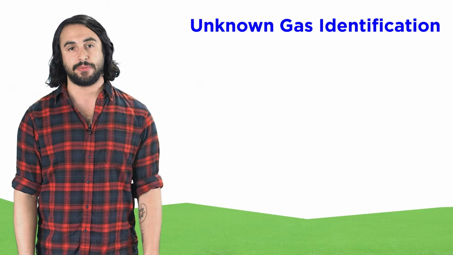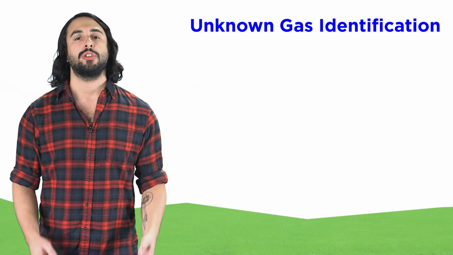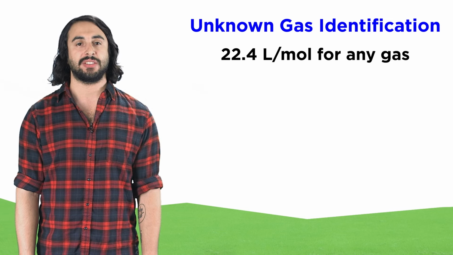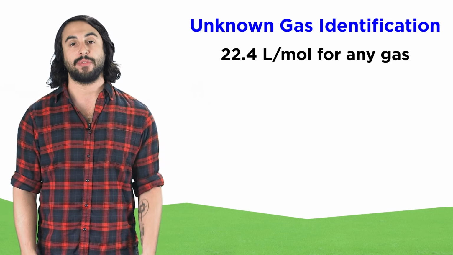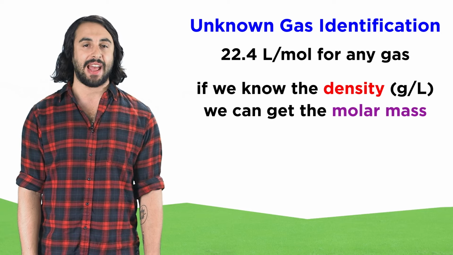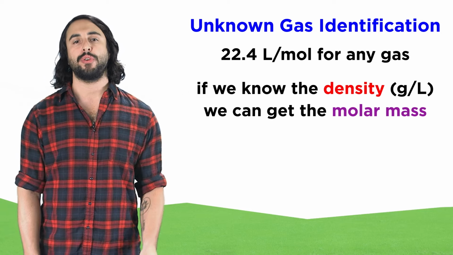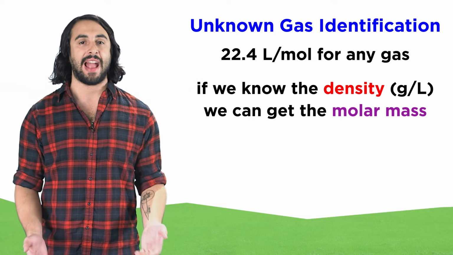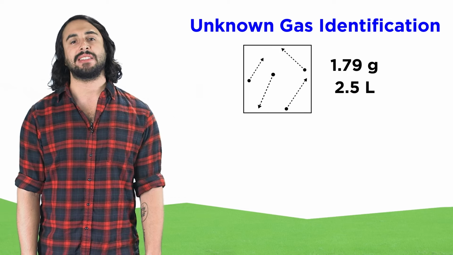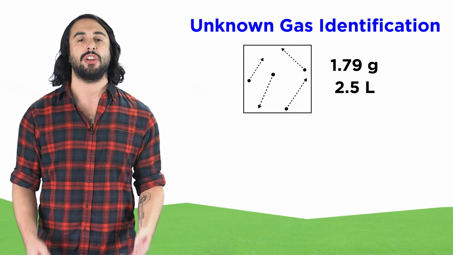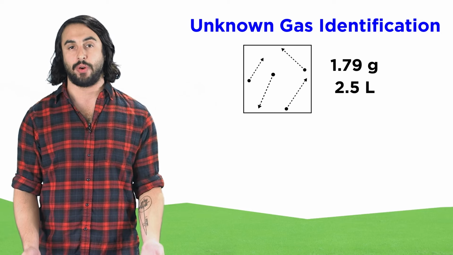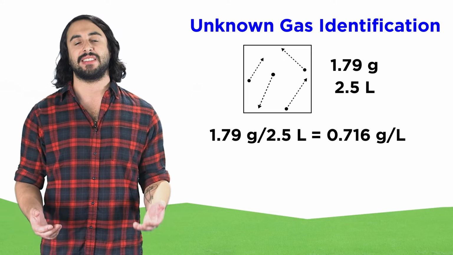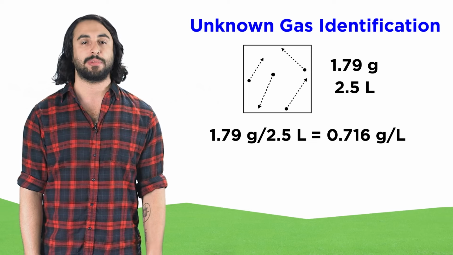Beyond simplifications of this variety, we can use molar gas volume to identify unknown gases. If we know that any ideal gas will occupy 22.4 liters for every mole of gas, then if we measure the density of the gas in grams per liter, we can solve for the molar mass of the gas. This should be a big clue in identifying any unknown gas. For example, let's say you have some sample of a gas and you measure its mass as 1.79 grams, and it occupies precisely 2.5 liters. That means that the gas has a density of 0.716 grams per liter.